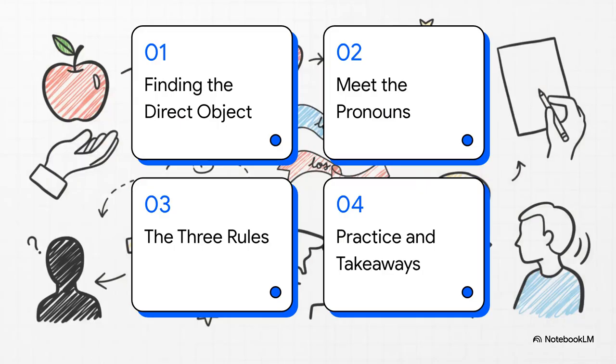And here's our game plan. Super simple, just 4 steps. First, we're going to get really good at finding the direct object. Then we'll meet the pronouns themselves. After that, we'll dive into the 3 simple rules for where to put them. And finally, we'll do a quick practice run to lock it all in.